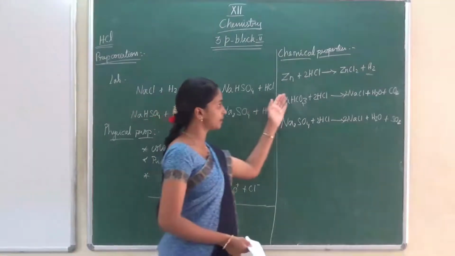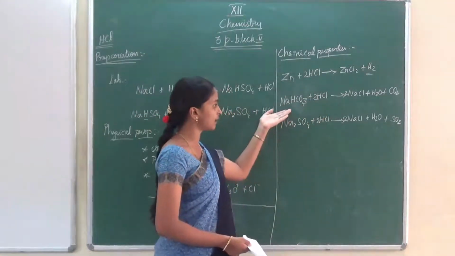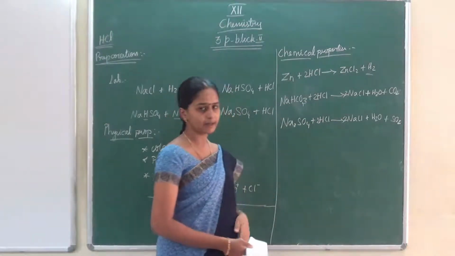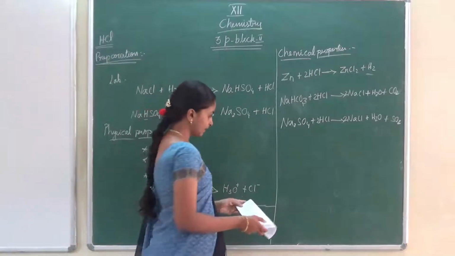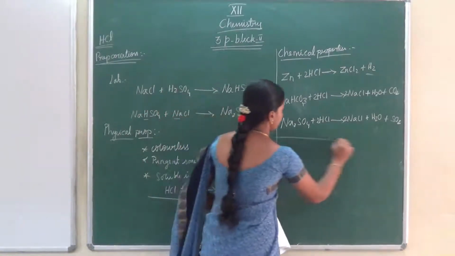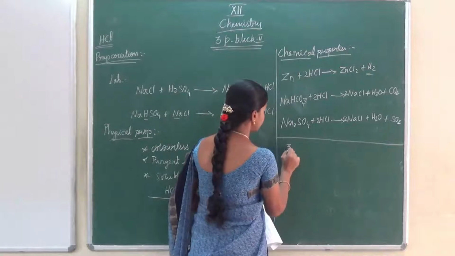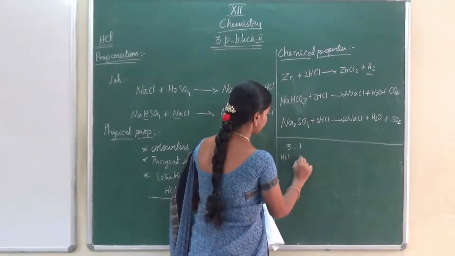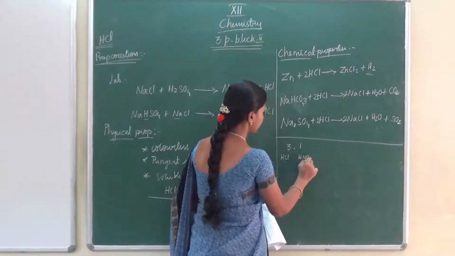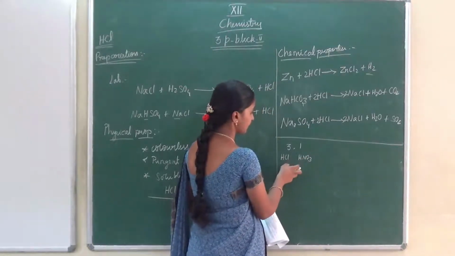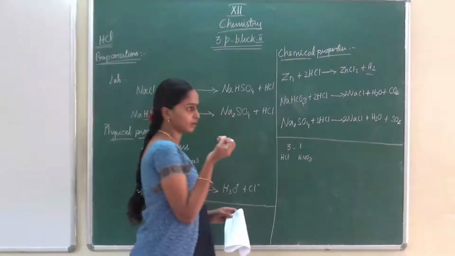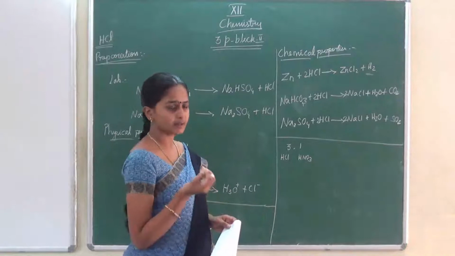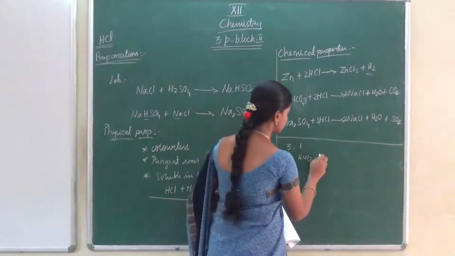It reacts with metal, it produces hydrogen gas. With carbonate base, it produces carbon dioxide. With sulfate, it produces sulfur dioxide. The next one here: three parts of HCl and one part of nitric acid, HNO3, mixed together produce one solution. That solution is called aqua regia. So what is aqua regia? One more question.